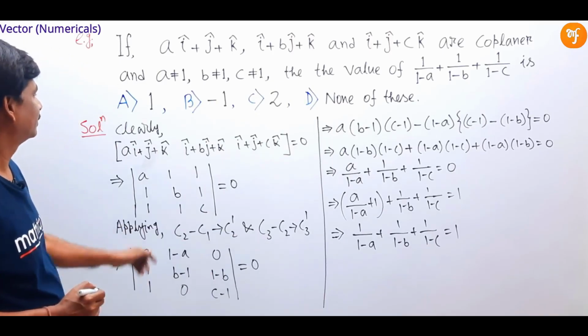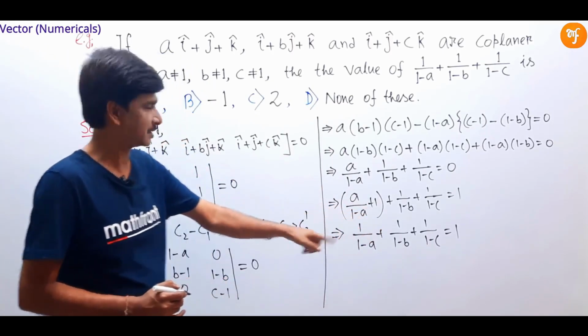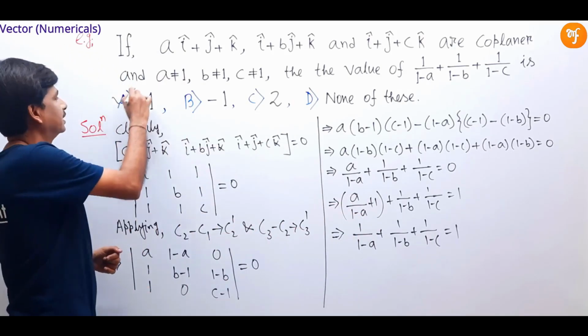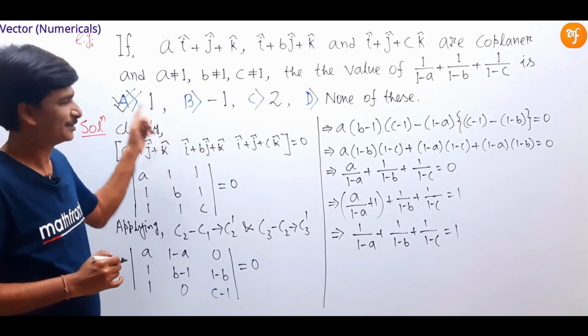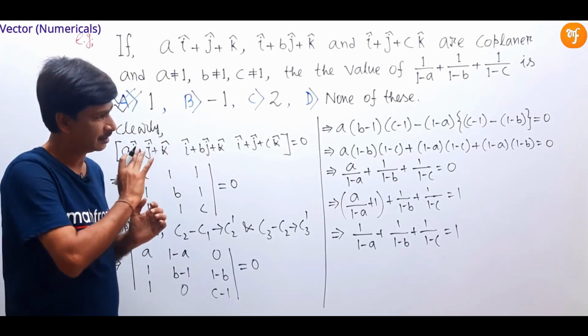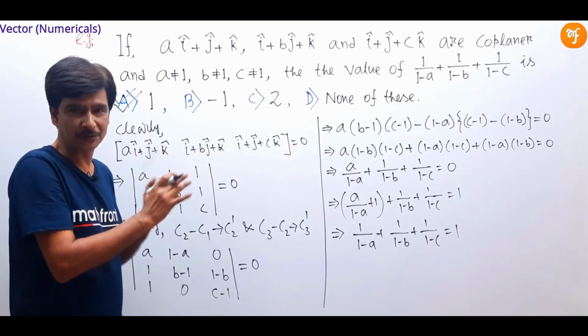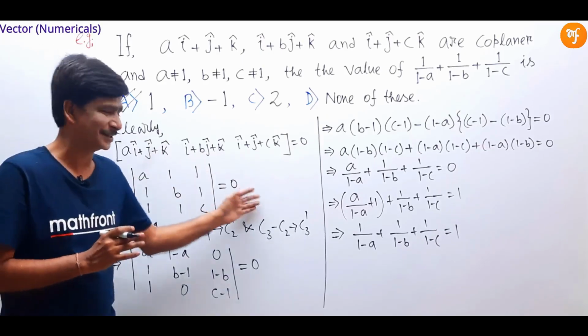So the value of 1 by 1 minus a plus 1 by 1 minus b plus 1 by 1 minus c is equal to 1, which is option A. In option A, 1 is there. So option A is the correct option. Clear? I think you understand the method of solution. Very important with respect to your competitive exams. So please remember this trick. Okay.